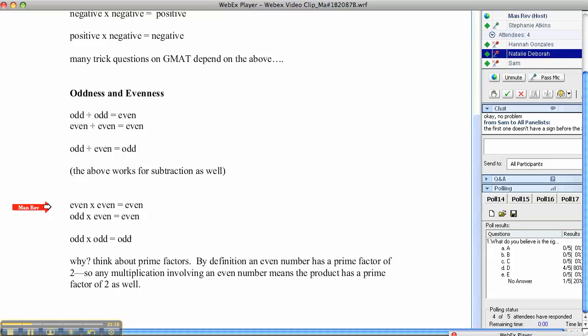So any number with a prime factor of 2 multiplied by any other number, well, the result is that one of the prime factors is going to be 2. So as soon as you do any multiplication where there's an even number involved, a number with a prime factor of 2 involved, then the result is going to be even.